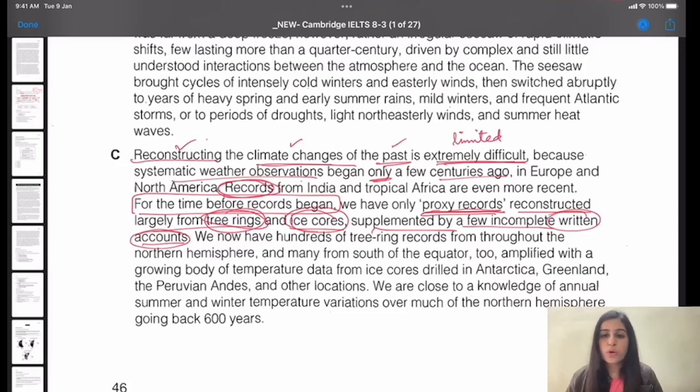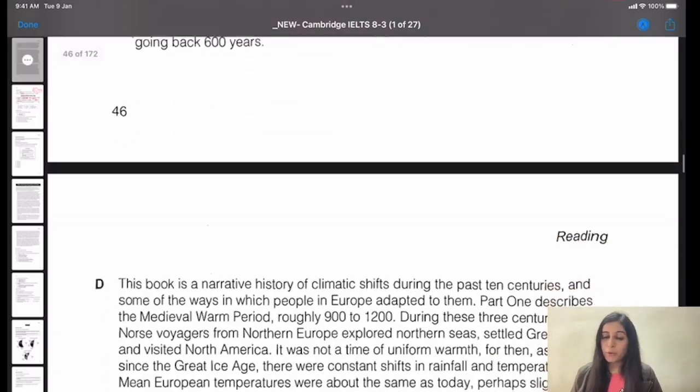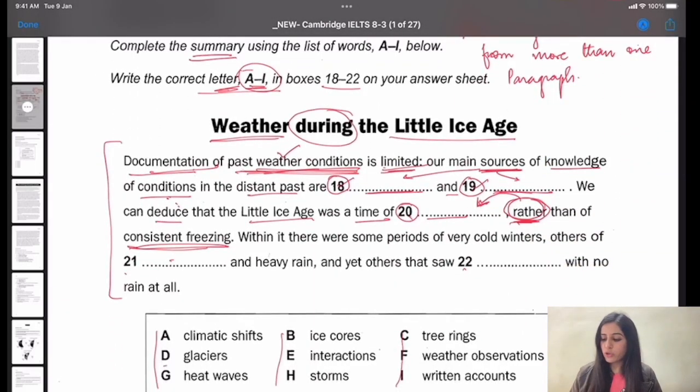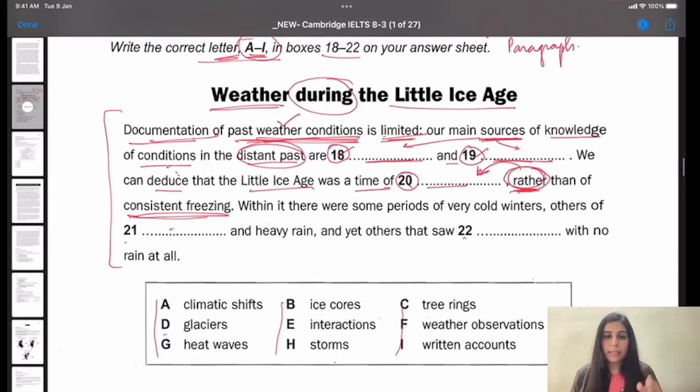We are close to a knowledge of annual summer and winter temperatures. Okay, I don't see these keywords in the summary, but we'll scroll down and check it once. So it says documentation of past weather conditions is limited. There are main sources of knowledge of the distant past. So before these records existed that are there in the present, what are the two ways in which we were getting the knowledge about the weather conditions?